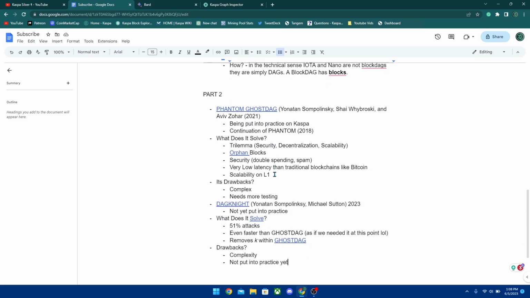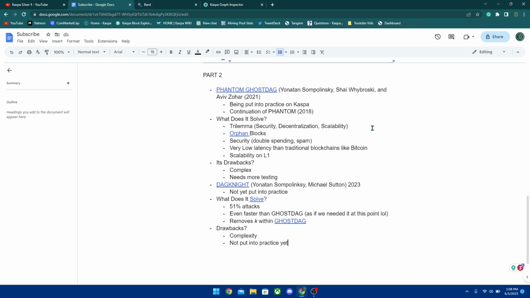And now let's get into part 2, where we're talking about the protocols that Kaspa is currently using right now, and then also a future protocol that's going to be coming very, very soon. And so to start, we're going to start with the Phantom Ghost DAG protocol.